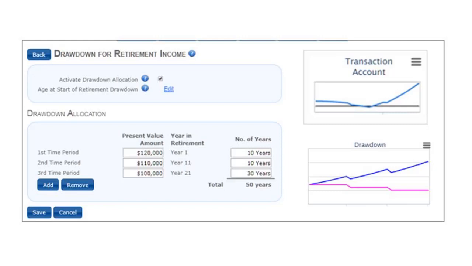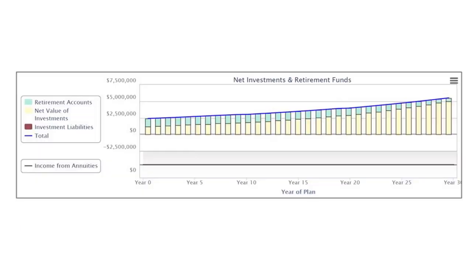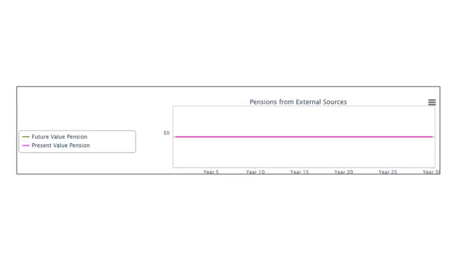Also note there is a graph at the top showing the balance of the transaction account, and this will let you know that you have sufficient funds for your drawdown. You also have a graph showing the combined value of net investments, retirement accounts and investment liabilities. At the bottom of the page, a graph is displayed for any pensions from external sources. In this plan, there are no pensions due to this being a high net worth person.